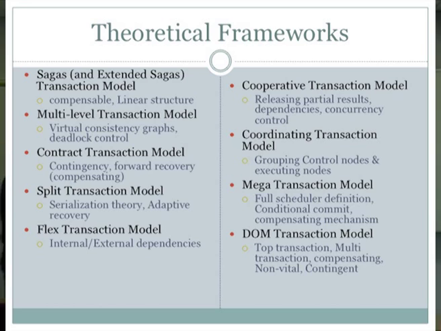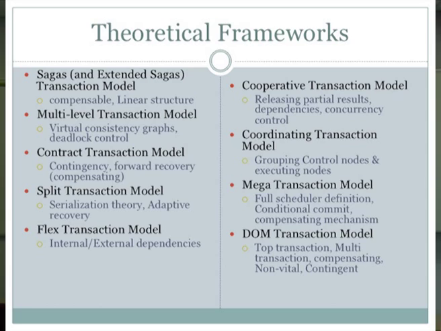You have a split transactional model. It's very interesting theoretical model. It works based on serialization theory. It's nice if you check it. It has its own recoverability model. We have the flex transactional model. It introduces internal and external dependencies, and it provides facilities for sharing results between two uncommitted transactions, two unfinished transactions.